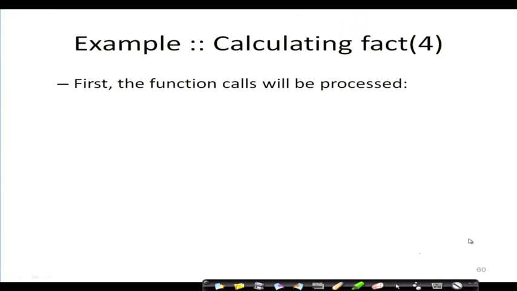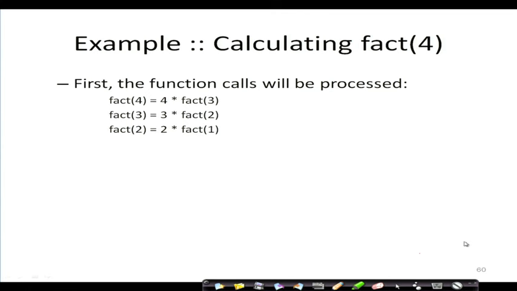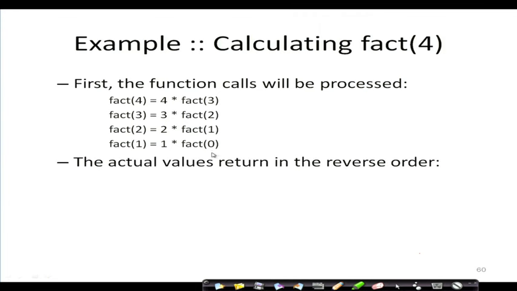Say calculating factorial 4. First the function calls will be processed. Factorial 4 is 4 times factorial 3. Then factorial 3 is 3 times factorial 2. Factorial 2 is 2 times factorial 1. Factorial 1 is 1 times factorial 0, and factorial 0 is 1.